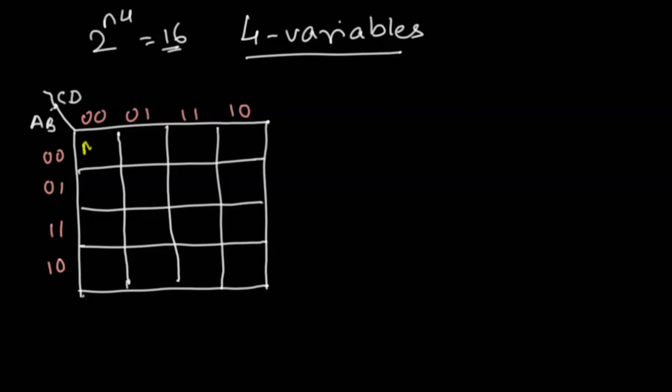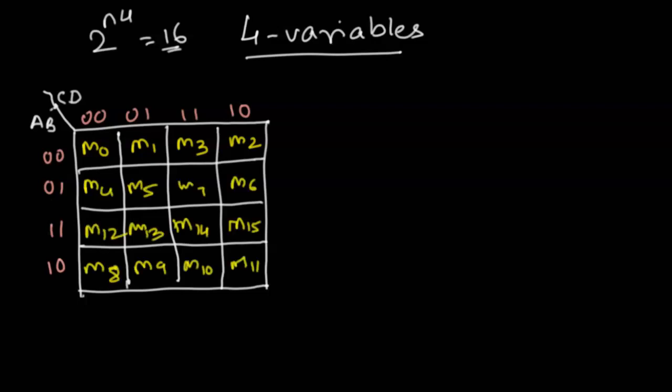So the first block is M0, M1, M2, M3. Then we have M4. So here we have our 16 combinations, our 16 terms that can be used in 4 variables. Each term represents a number, that is 0, 1, 2, 3 ranging up to 15.